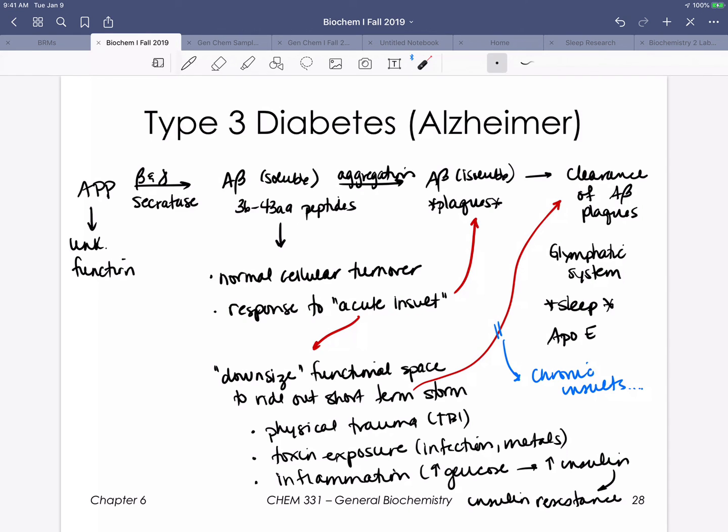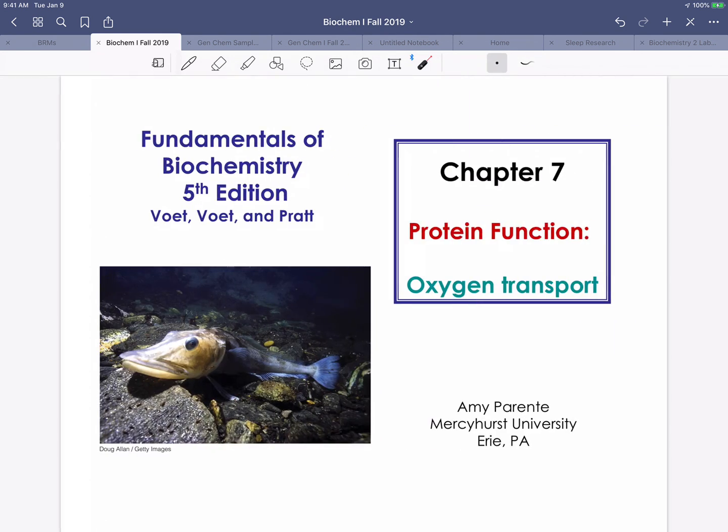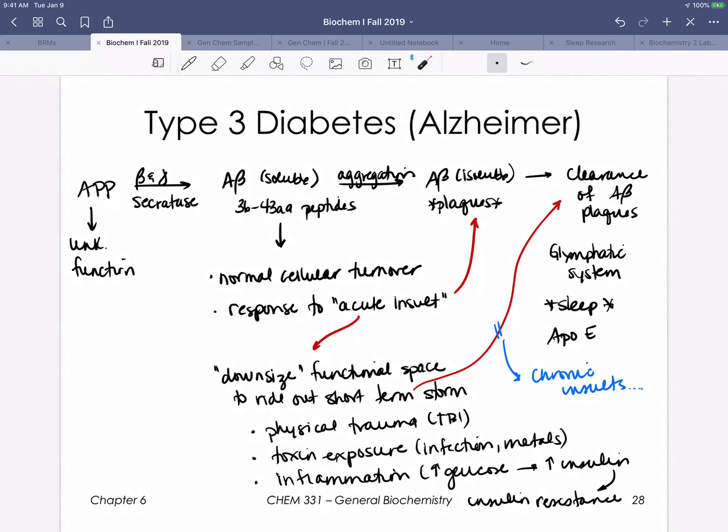So again, very superficially, if anything, will you see gluten or Alzheimer's on your in-class portion, high focus though on your take-home portion. And that is it then for what we're going to see for our third learning unit on protein structure.